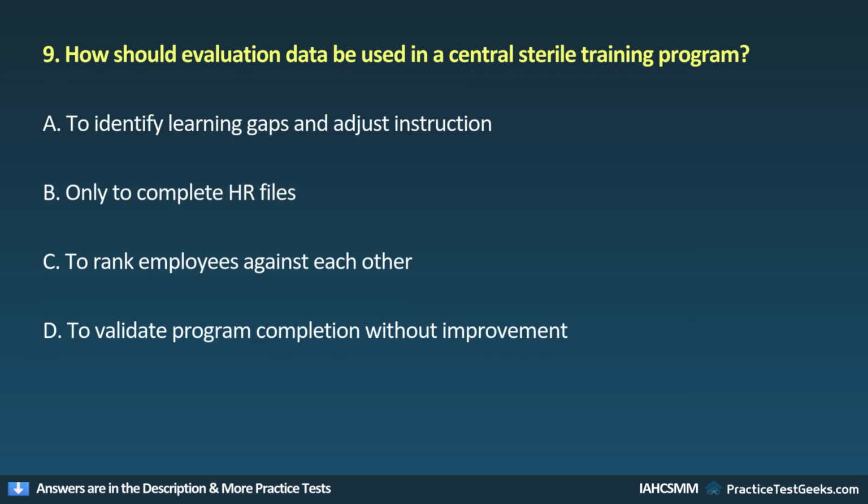9. How should evaluation data be used in a central sterile training program? A. To identify learning gaps and adjust instruction. B. Only to complete HR files. C. To rank employees against each other. D. To validate program completion without improvement.